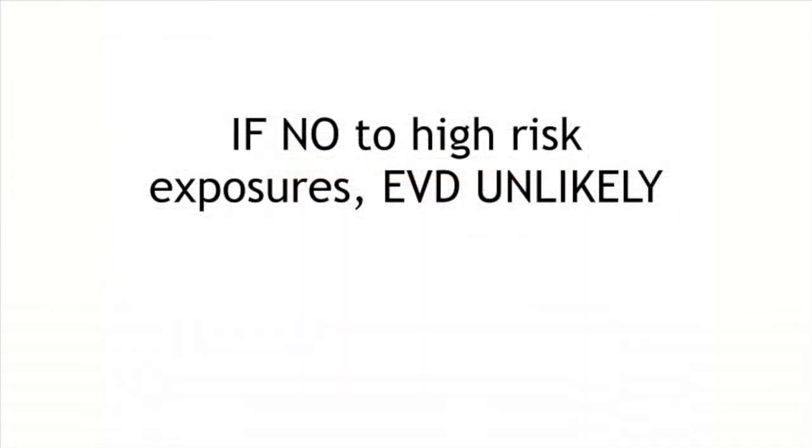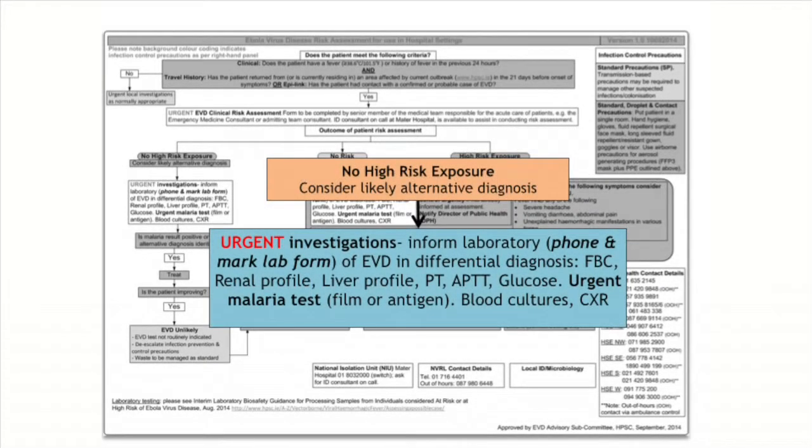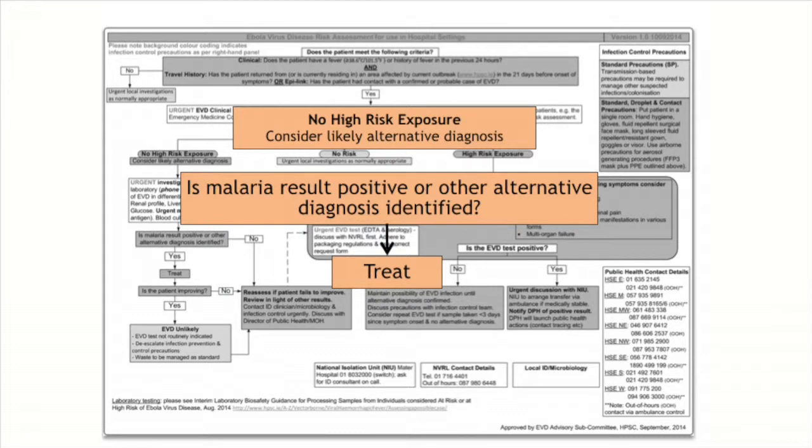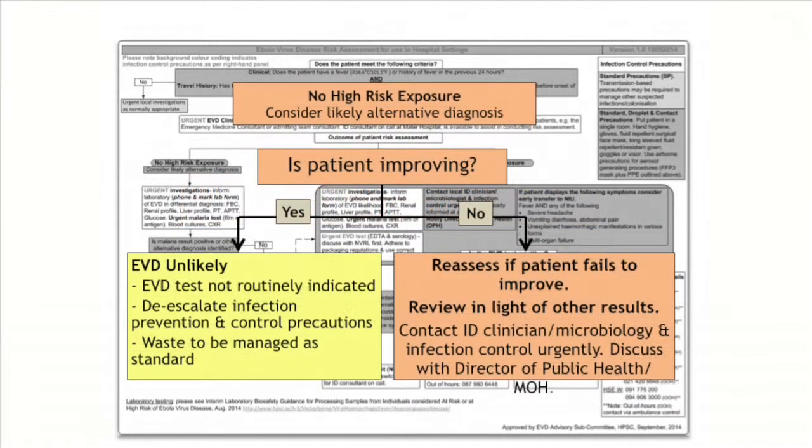So on the other side, and I think this is the vast majority of cases, if you've no to high risk exposures as outlined, EVD is really unlikely. And in this situation, you need to consider likely alternative diagnoses and undertake the usual tests that you would do, obviously including a malaria test, considering, again, what Jerry Sheehan said this morning. And if the malaria test is positive or you've identified another alternative diagnosis, you treat. And obviously, if the patient is improving, EVD is really unlikely and you don't need to do an EVD test. You can de-escalate your infection prevention and control precautions.